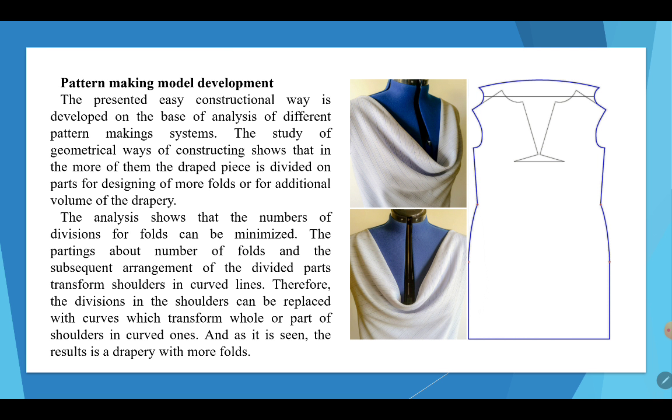The parting by number of folds and the subsequent arrangement of the divided parts transform shoulders into curved lines. Therefore, the divisions in the shoulders can be replaced with curves which transform the whole or part of the shoulders into curved ones. And as it is seen, the result is a drapery with more folds.